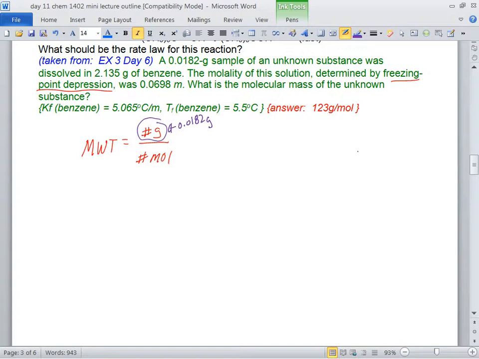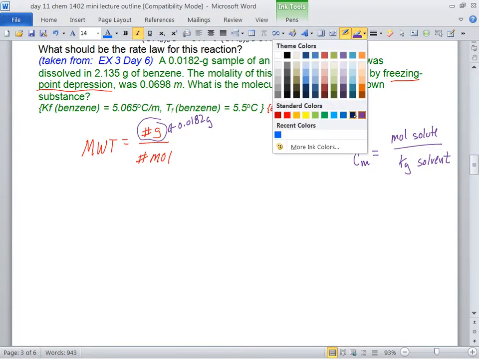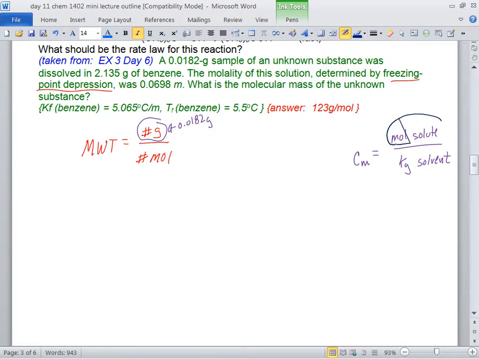Molality formula. Ooh, that would be nice. Cm is what? Moles of solute over kilograms of solvent. All right. Now, this is kind of hard. If you've worked these problems before, this makes sense to jump to, because this is where your answer is. Here's your moles of solute. This is it. That is what you're going to put right there.